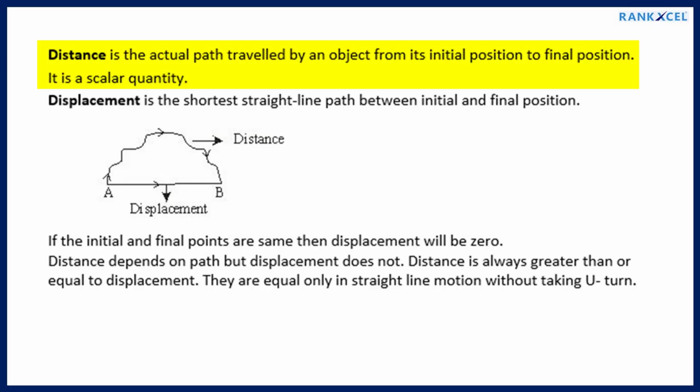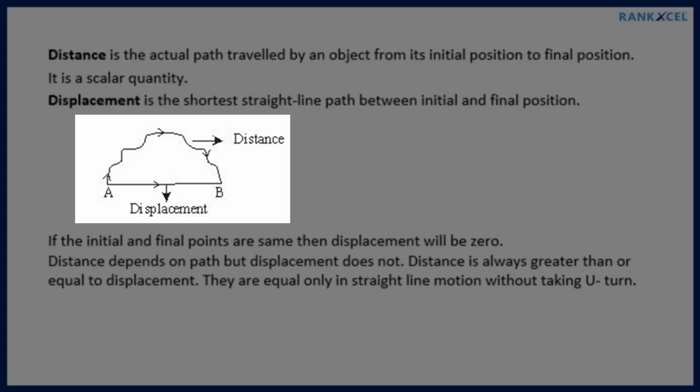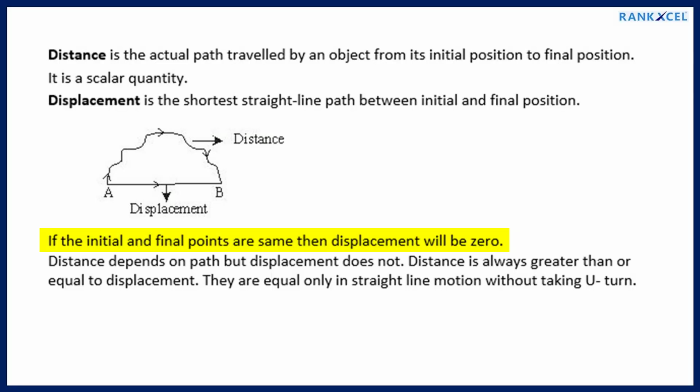Distance is the actual path traveled by an object from its initial position to final position. It is a scalar quantity. Displacement is the shortest straight line path between initial and final position. If the initial and final points are the same, then displacement will be 0.